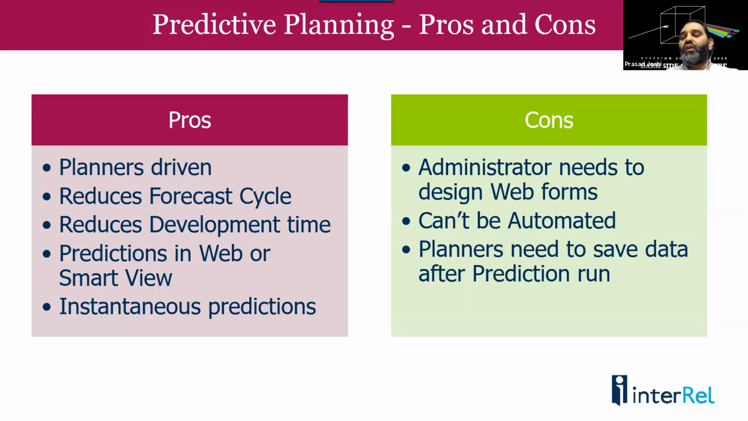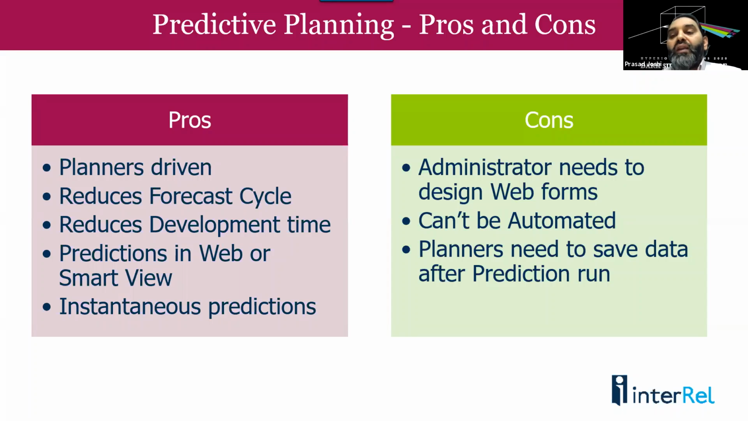The shortcomings, or the cons, of predictive planning are: the administrator needs to set up a valid form for you, so the data form needs to be set up. Another thing is it cannot be enforced. There is no way you can mandate all the planners to use that. Planners may still decide to use their own method, because since it's run by the planners, there is no way to control that.